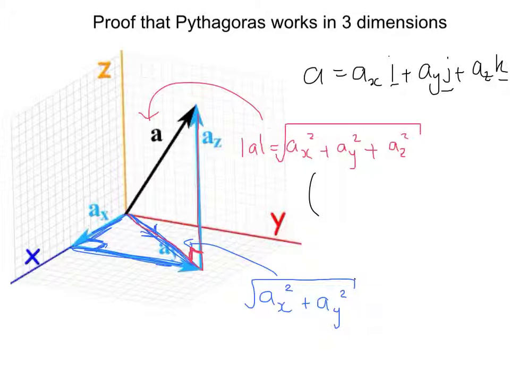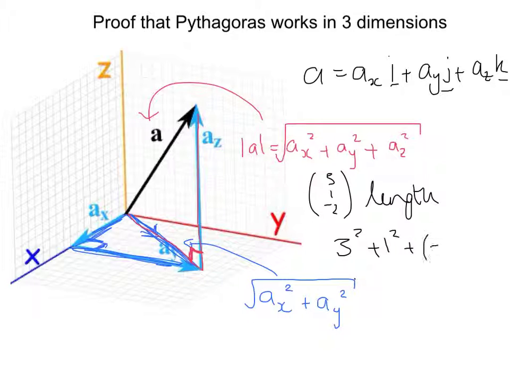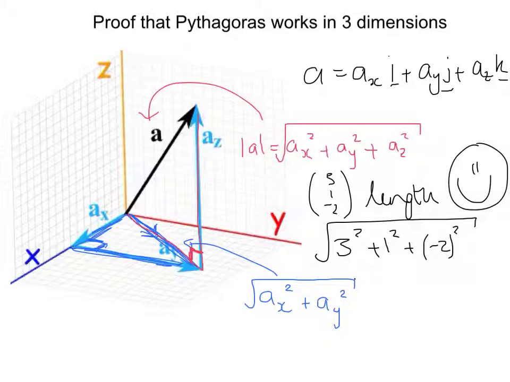So for example, 3, 1, minus 2, the length of that vector would indeed, by Pythagoras, be 3 squared plus 1 squared plus minus 2 squared, square rooted. So Pythagoras works in 3 dimensions. Phew!